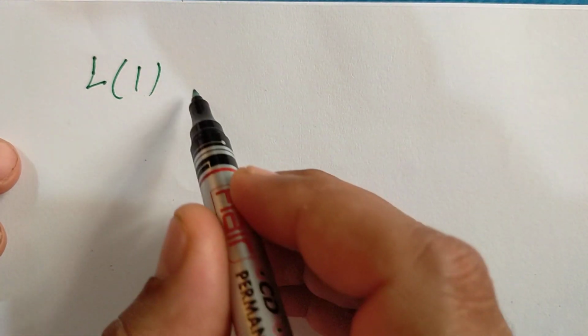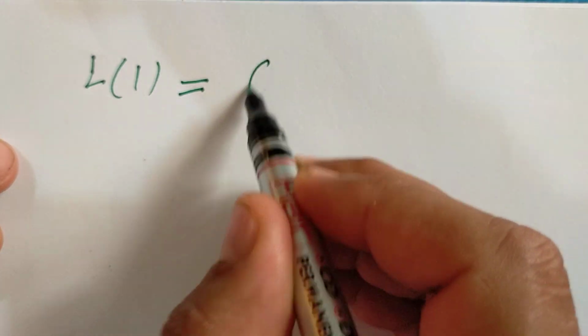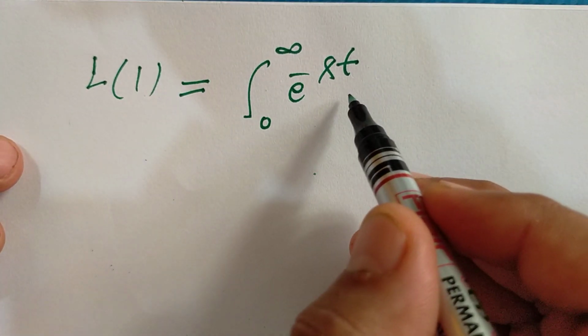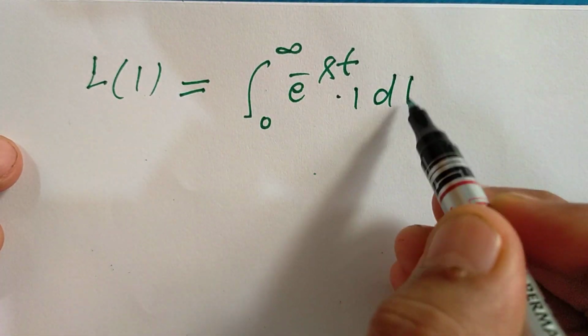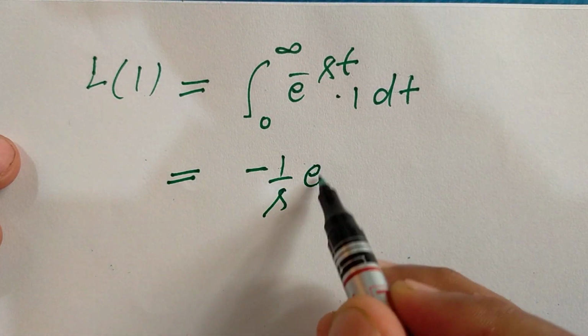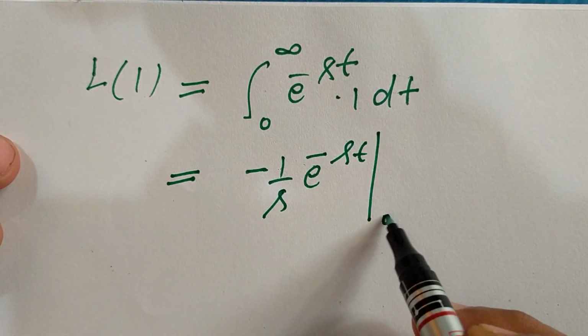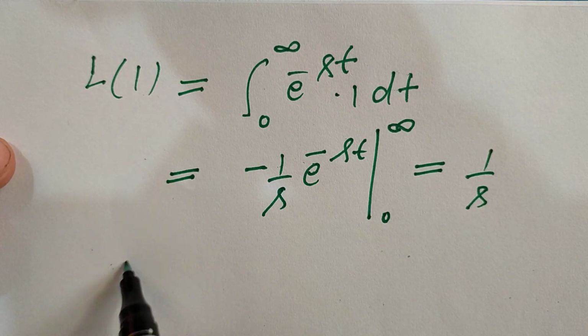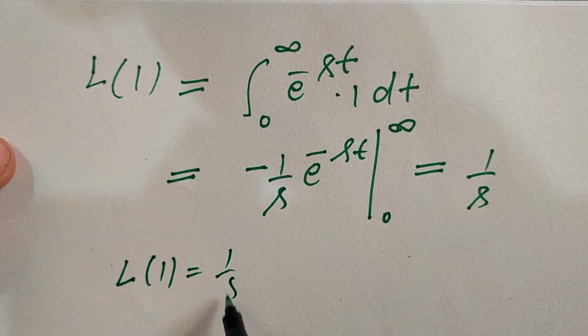Now let us try to find out the Laplace transform of some functions. Let us start with the constant. So let us take the Laplace transform of one. Using the definition, we can write the integral from 0 to infinity of e power minus st and f(t). In the place of f(t) we have 1, so into 1 dt. So this integral will be minus 1 by s e power minus st from 0 to infinity. Substituting the limit, we get 1 by s. So Laplace of 1 equals 1 by s.